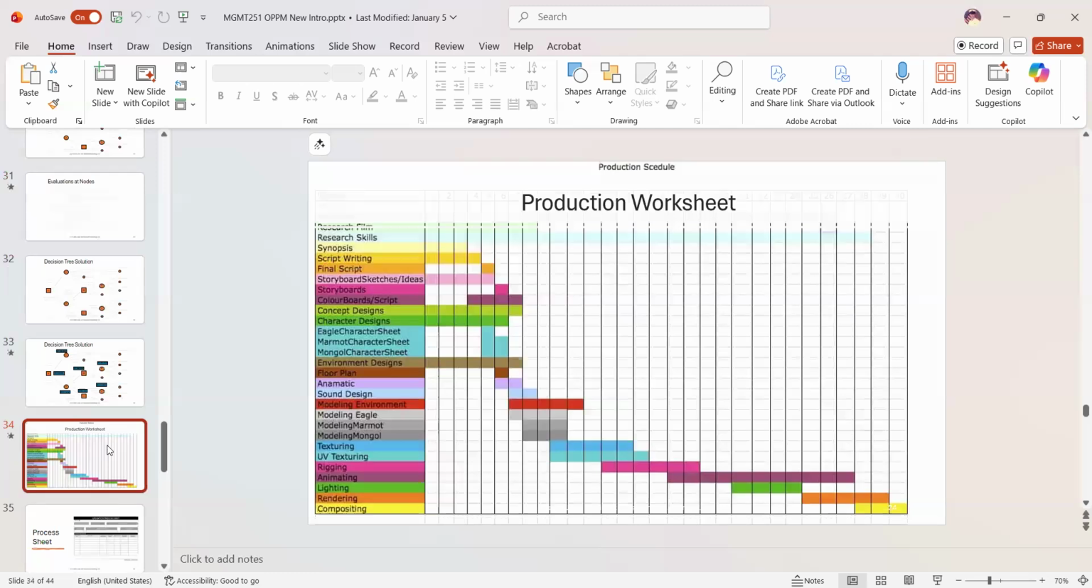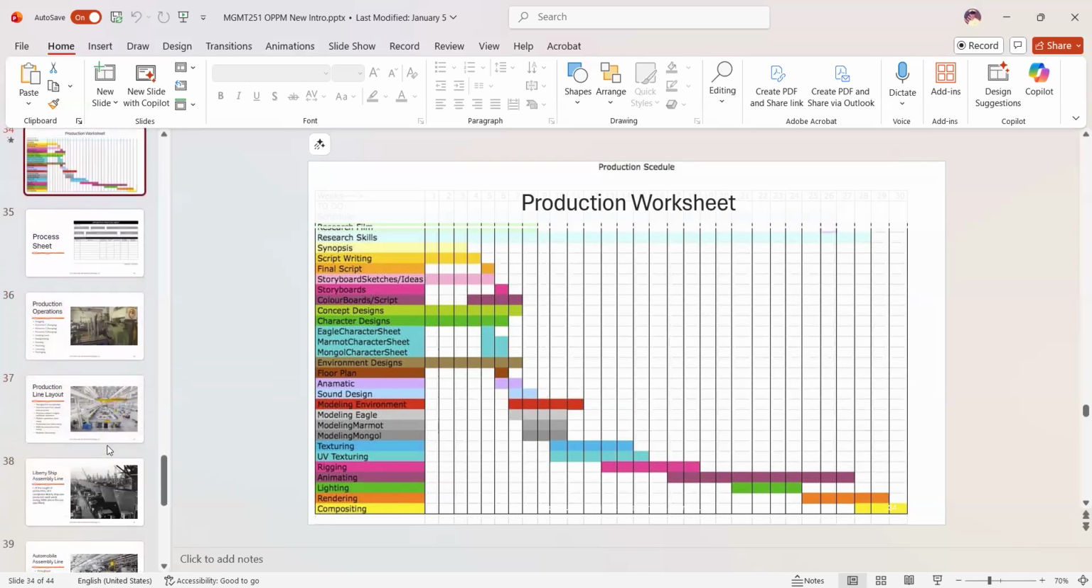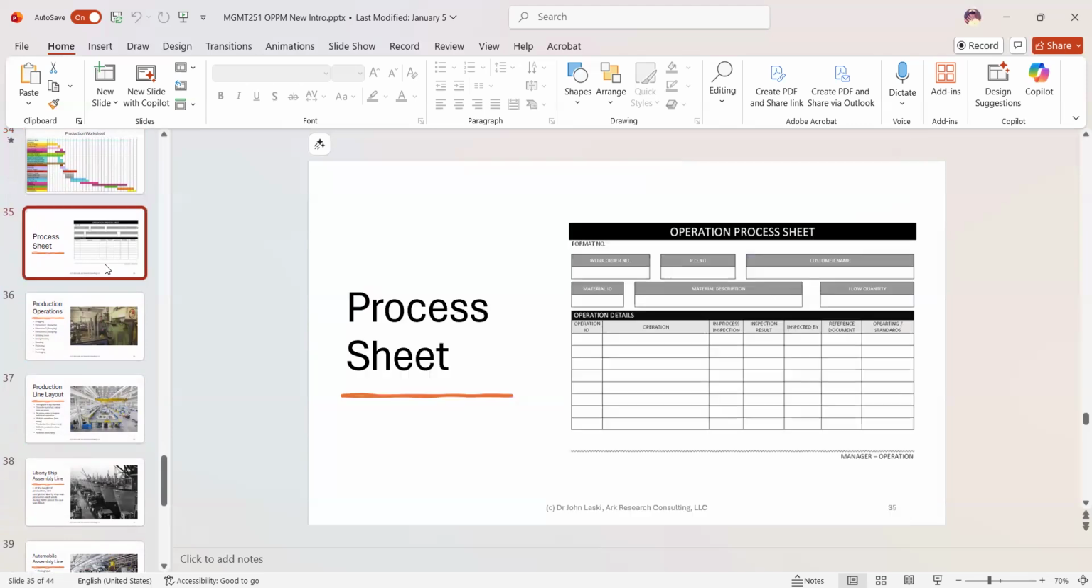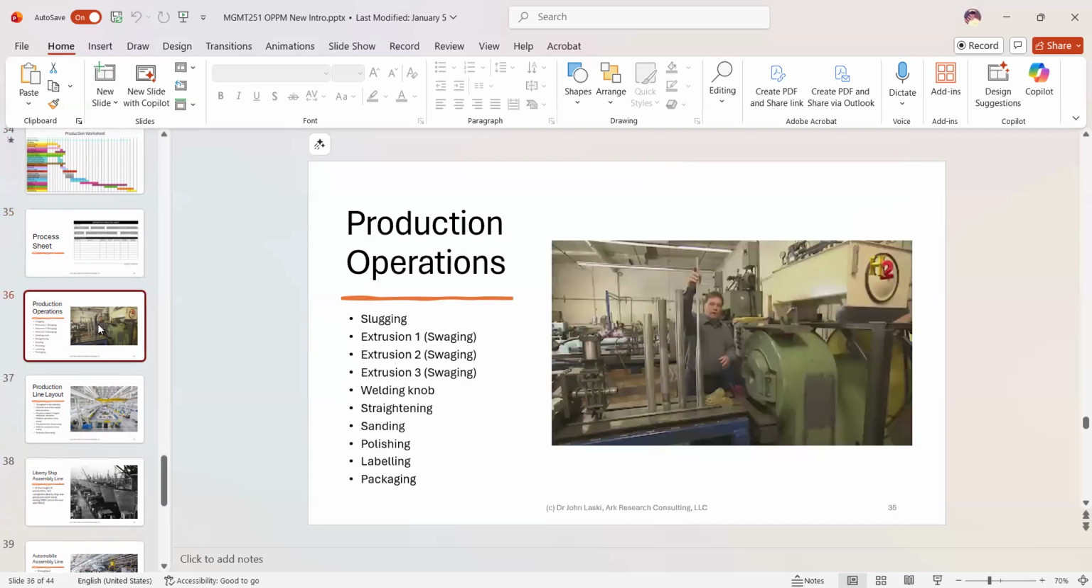We'll put together production worksheets in one form or another and look at the time constraints associated. Again, time, money, specifications. We'll look at process sheets, and today everything is obviously digitized. We're not filling in process sheets, but the functions are still the same. So we're going to talk about what that means to us.